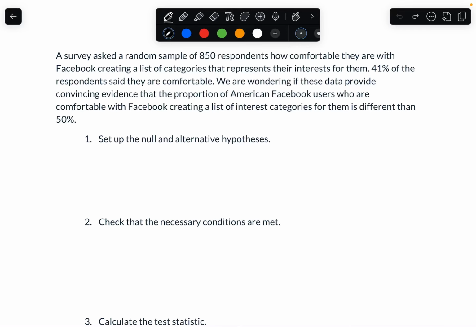In this video, we're going to practice checking the necessary conditions for a hypothesis testing question and working through some of the calculation steps of that same question. So let's read through our prompt here.